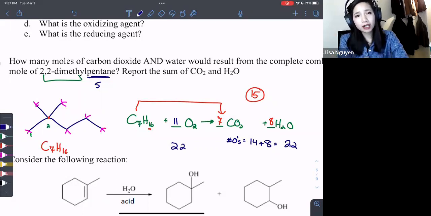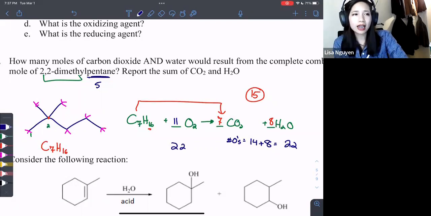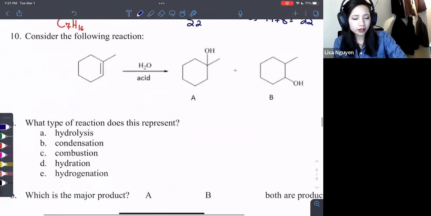So I specifically made a line structure or a skeleton structure because I just think they're easier. And then getting a molecular formula out of that, and then doing a combustion reaction, which we should already know. Okay, so let's keep going.